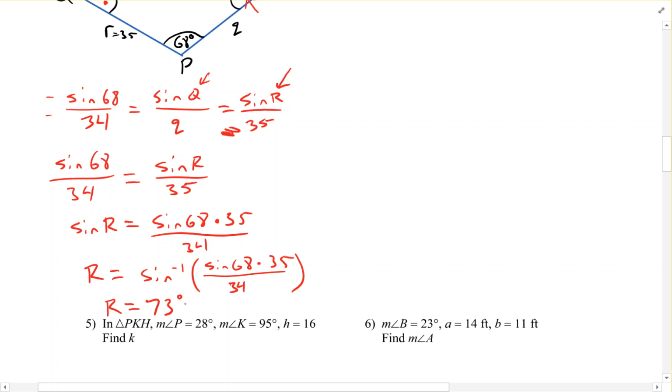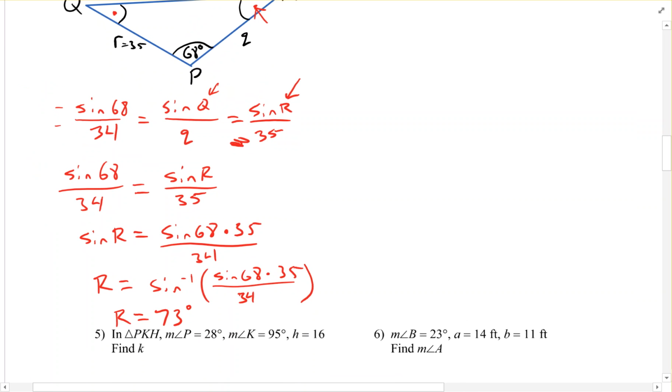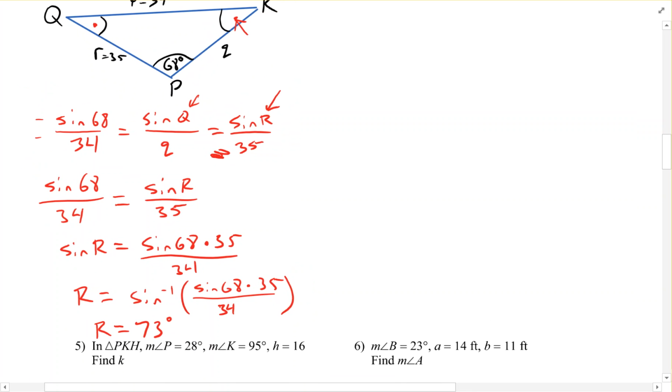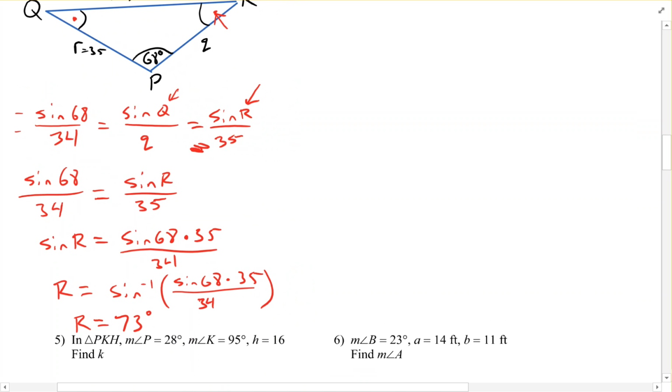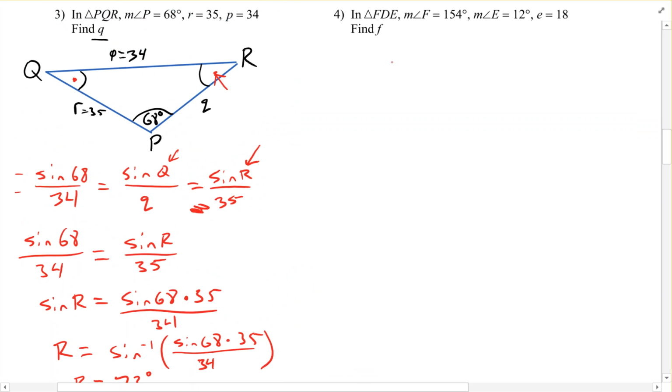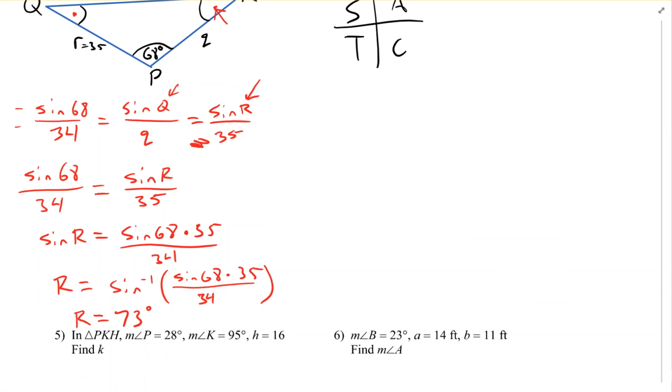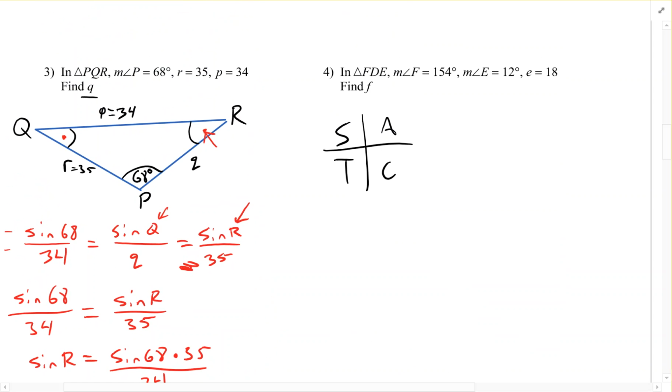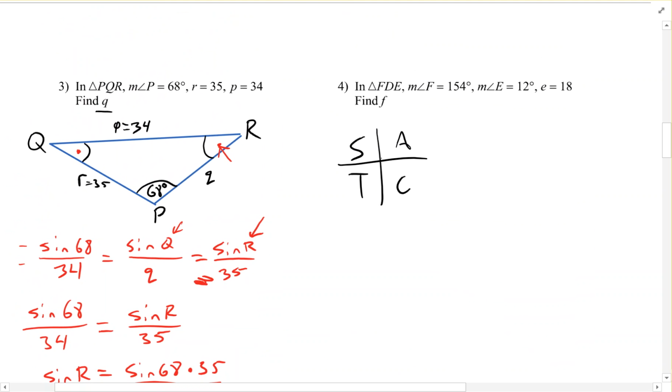Okay, now here's the ambiguous part though. Remember what your calculator finds when you just put that in. We went sine inverse and we found 73 degrees. Remember back from our last units. Let's think about our CAST rule for a second. We know that sine is positive, right? We're dealing with a positive version of sine here. So it's always going to be here or here with any of this ambiguous case of sine law.